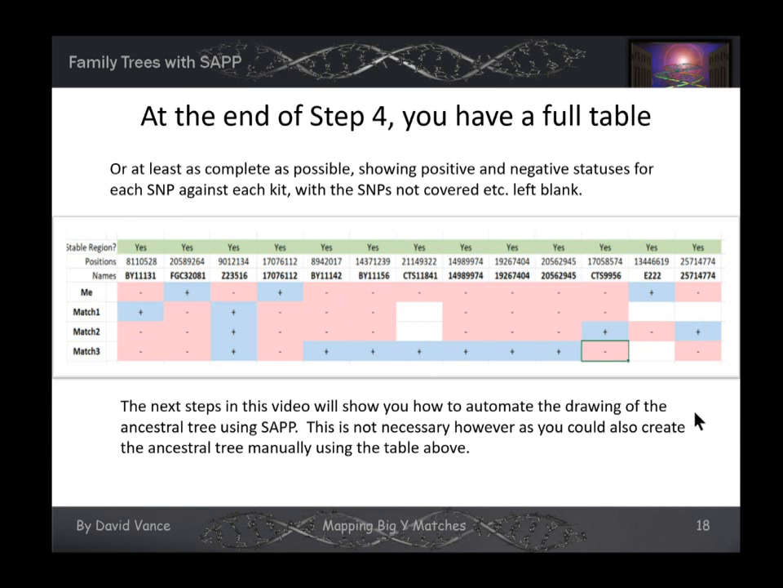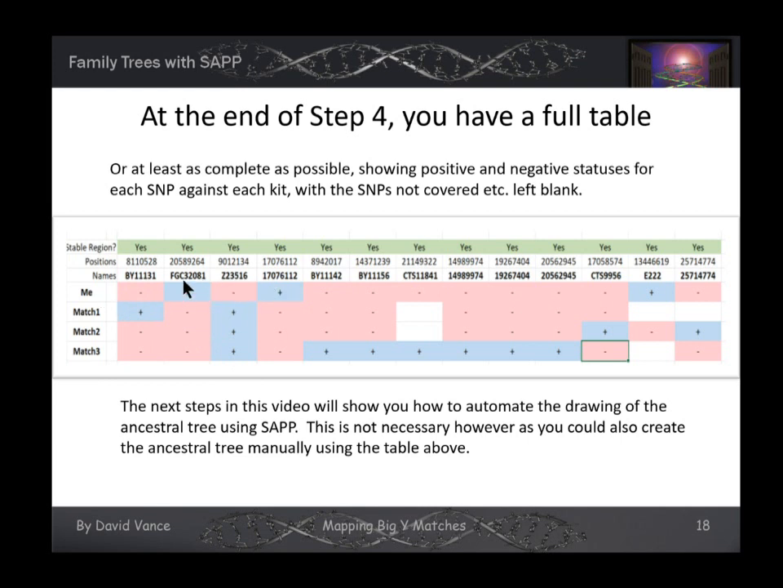You could, by the way, take this table and draw the tree by hand yourself. There's nothing wrong with that. This is a pretty simple set of results. It's pretty clear here, by the way, for 23516, that these three all belong on their own branch. So match 1, 2, and 3 are on their own branch. My line branched off first.